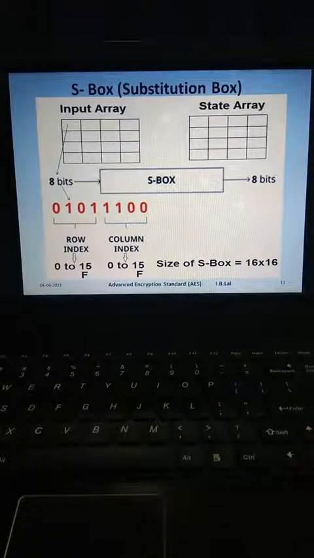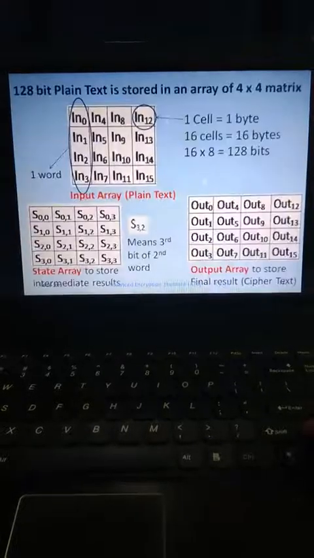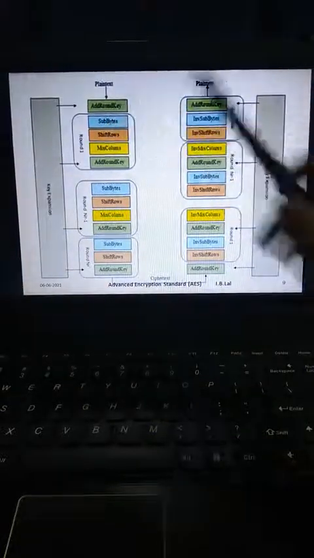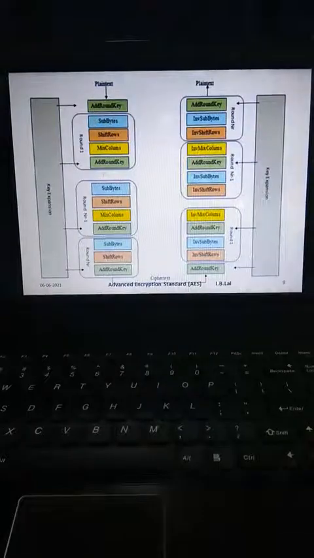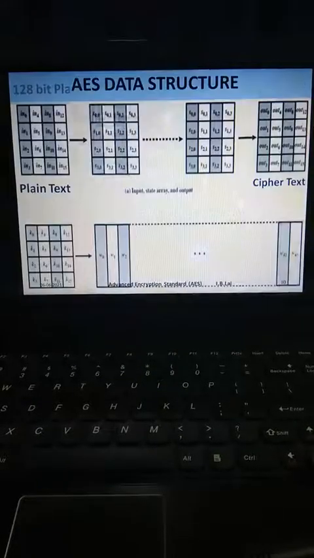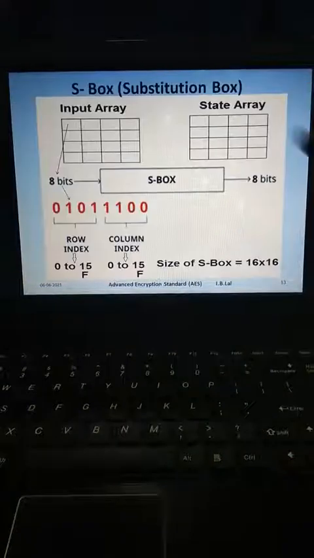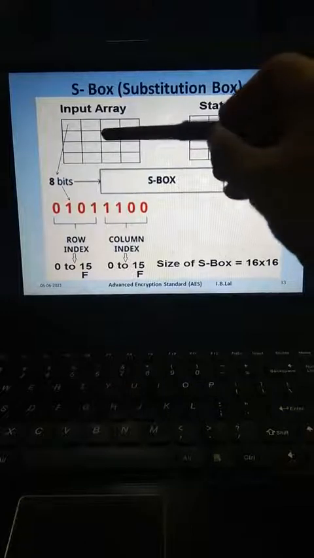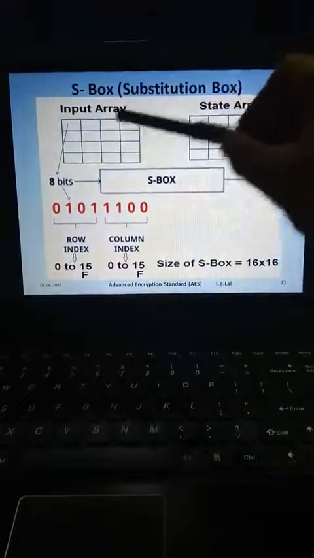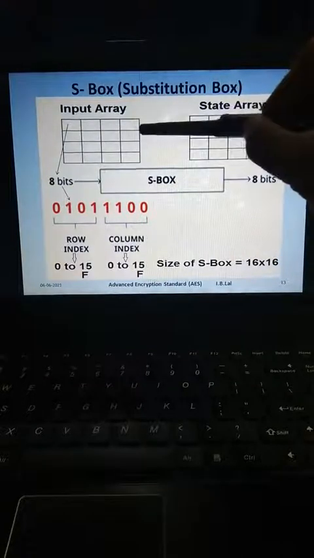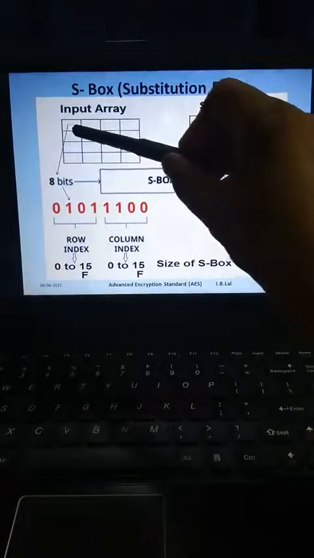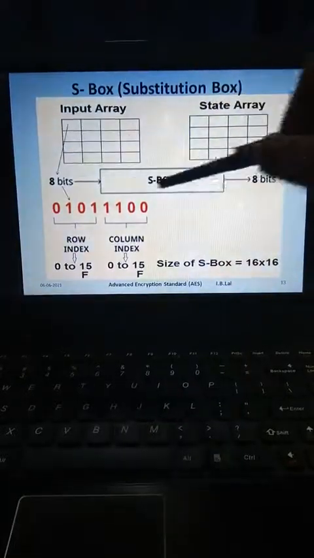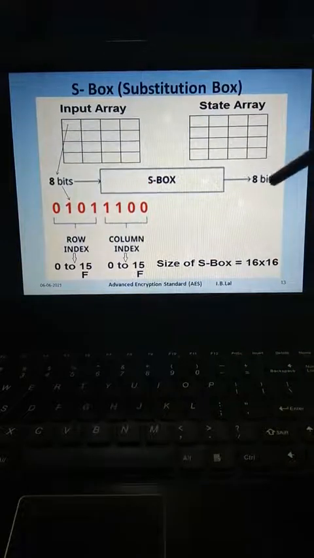Now after this, the first process of each round is the sub byte. This is the sub byte, or S box. So this is the representation of the S box or substitution box. This is the input array. The input array contains 128-bit plain text in the matrix of 4 into 4. Each cell contains 1 byte, that is 8 bits. Now this 8-bit becomes input to this S box, and after processing it gives 8 bits.